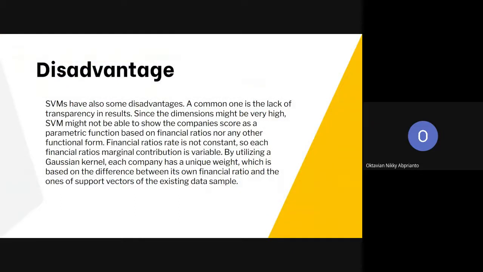And the disadvantage: SVM also has some disadvantages. A common one is the lack of transparency in results. Since the dimension might be very high, SVM might not be able to show the company score as a parametric function based on financial ratios nor any other functional form. Financial ratio rates are not constant, so each financial ratio's marginal contribution is variable. By utilizing a Gaussian kernel, each company has a unique weight, which is based on the difference between its own financial ratio and that of the support vectors of the existing data sample.